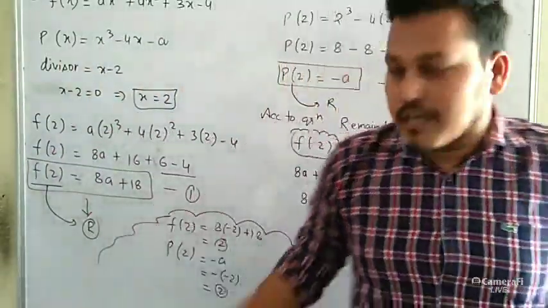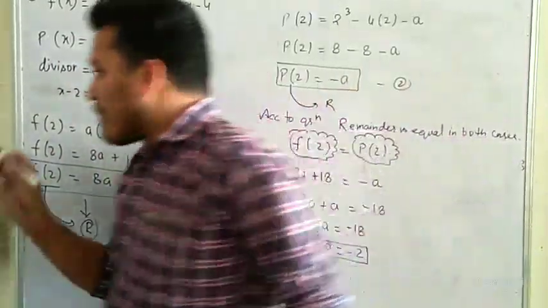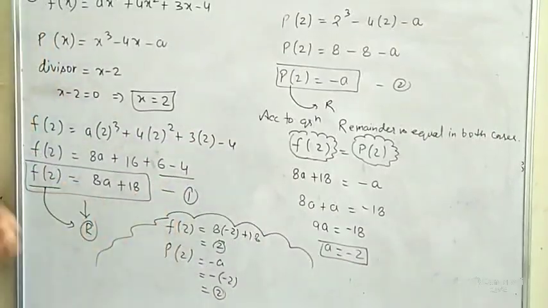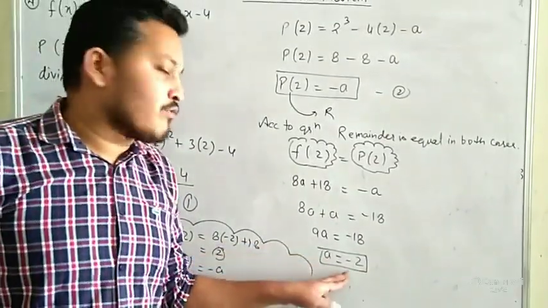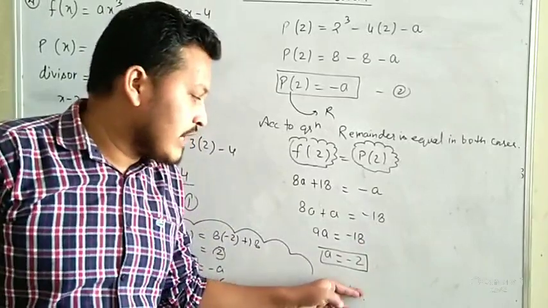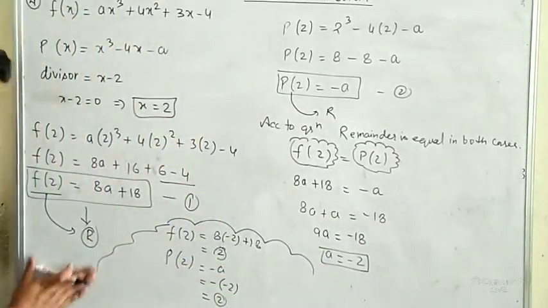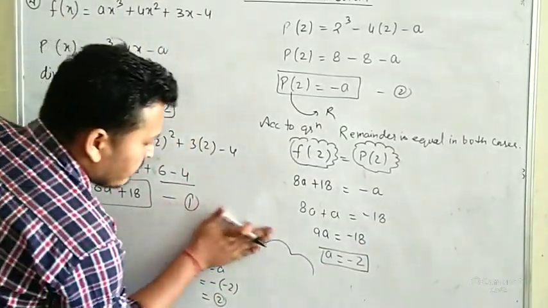Means according to the question, our question is proved, but हमें prove नहीं करना है. It is only for verification here. But the question is to find the value of a. So what is the value of a? a is equal to minus 2. So I hope you understand the concept of the remainder theorem.